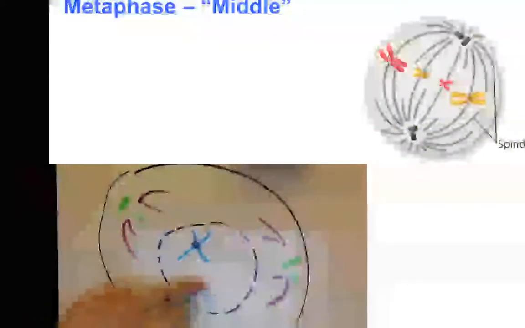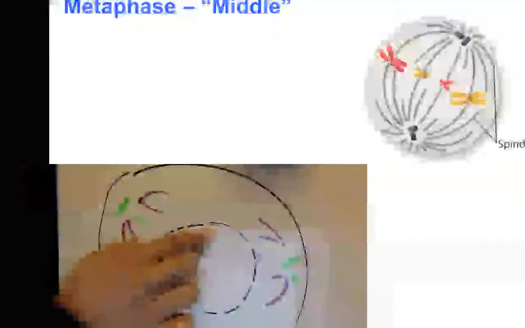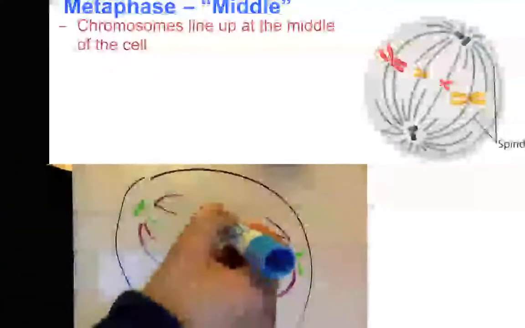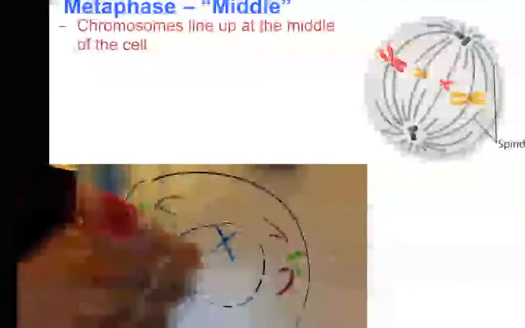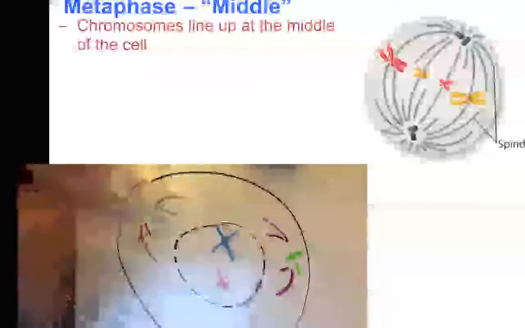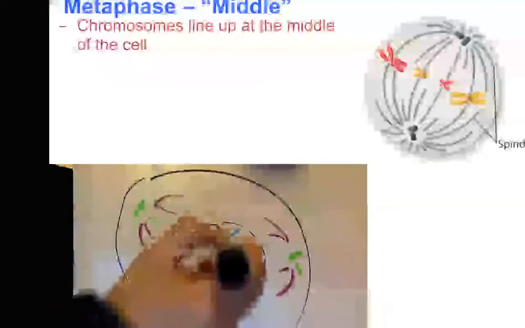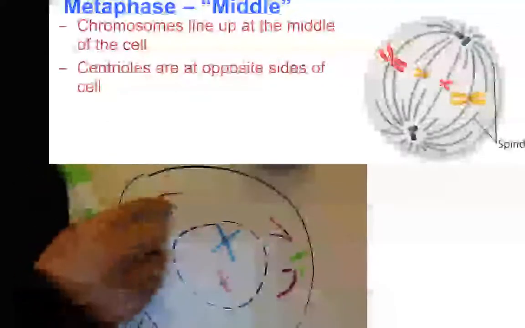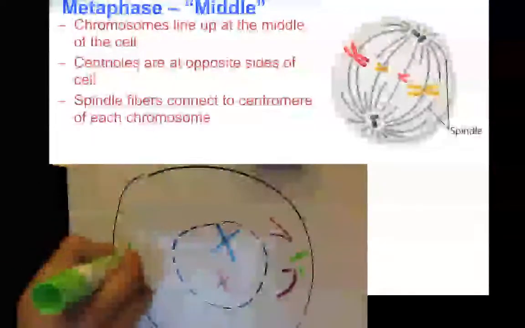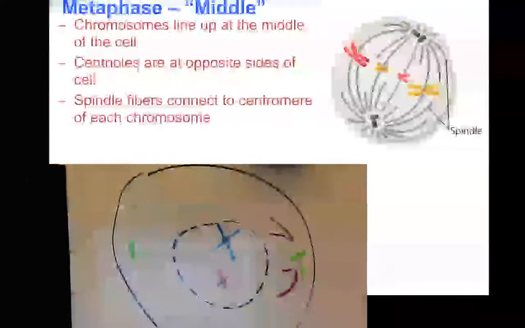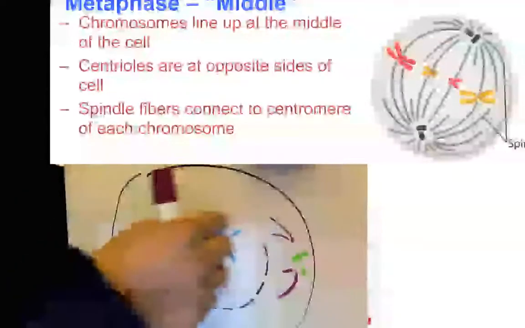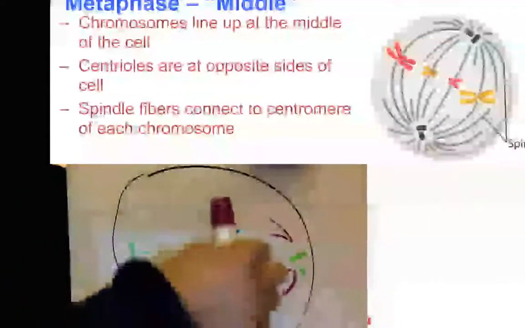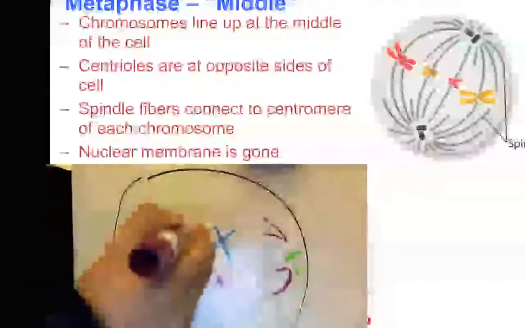The second step of mitosis is metaphase. You should be able to see that the chromosomes line up at the middle of the cell. So when you think of metaphase, think M for metaphase, M for middle. Centrioles are now at opposite sides of the cell. Spindle fibers connect to the centromere of each chromosome, and now the nuclear membrane is completely gone.